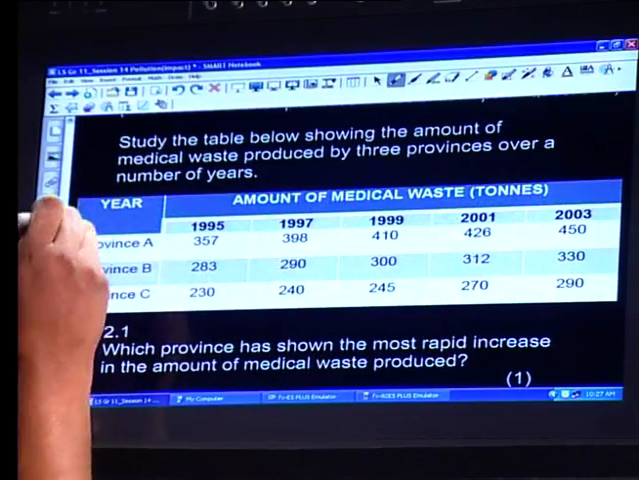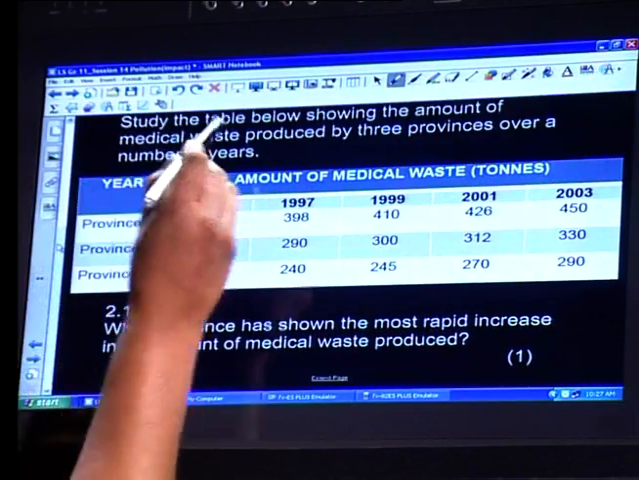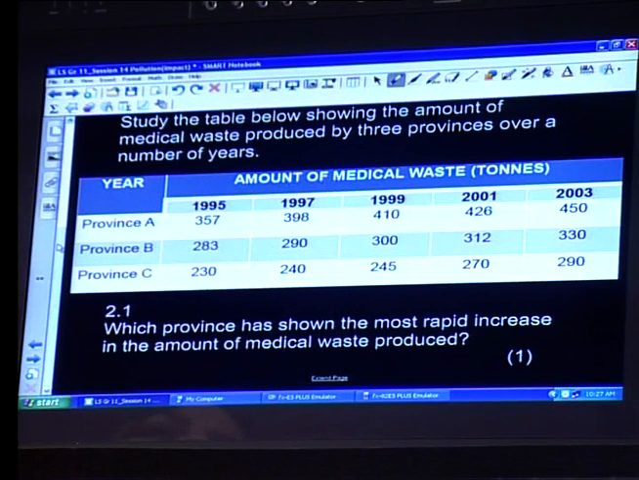We now go to question 2, and this is a data response question where we got to look at the information displayed in the form of a table, or you can even get a graph, and analyze the data before you answer a question. So now let's read the question. Study the table below showing the amount of medical waste produced by 3 provinces over a number of years.